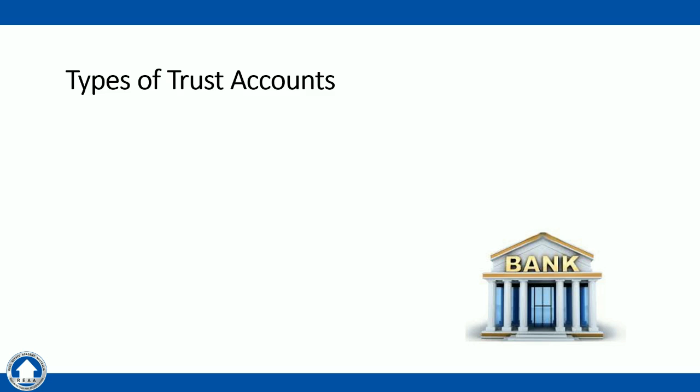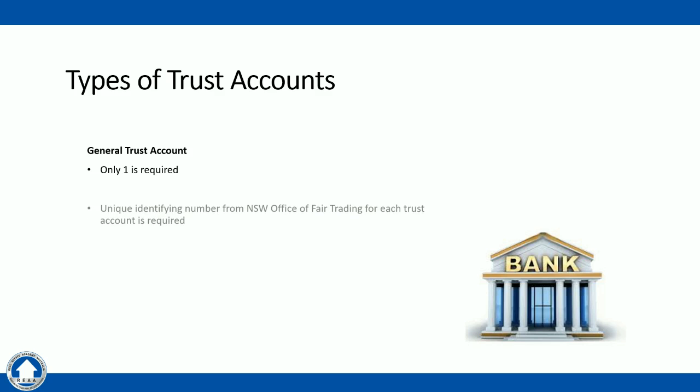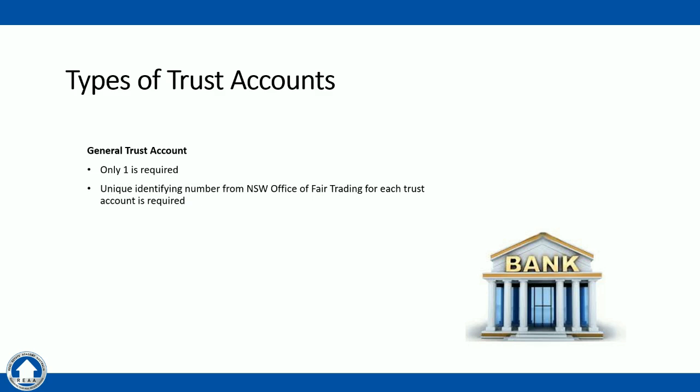Essentially, there are two types of trust account. The general trust account, which we have mentioned previously, and this is the main type of trust account that is operated in real estate agencies. Only one account is required and must have a unique identifying number which is obtained from the New South Wales Office of Fair Trading at the time of opening the account.